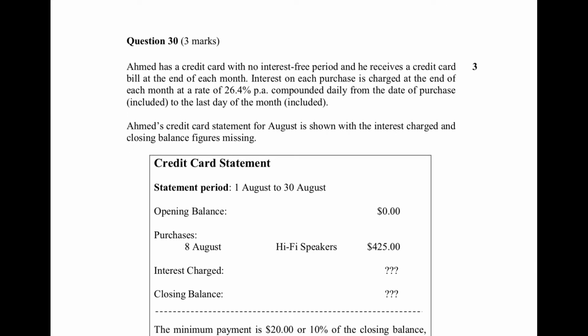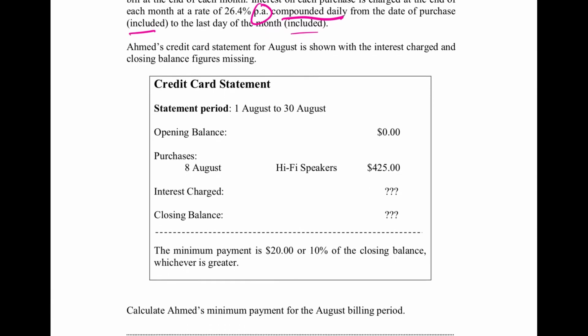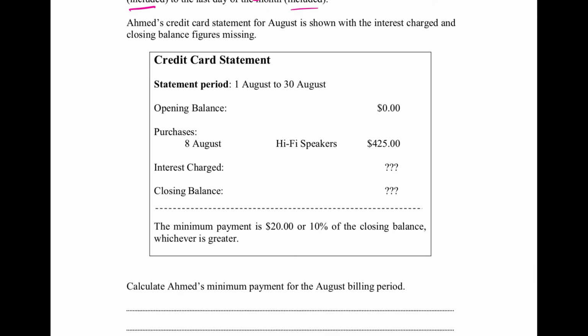Right, question 30. Ahmed has a credit card with no interest-free period, and he receives a credit card bill at the end of each month. Interest on each purchase is charged at the end of each month at a rate of 26.4% per annum, but compounded daily. From the date of purchase, which is included, and the last day of the month, that's also included. Okay, so on the day that you actually buy something, that price is included. Ahmed's credit card statement for August is shown with the interest charge and closing balance figures missing. Okay, so I've got the statement period is between the 1st to the 30th of August. His opening balance is $0, which means he has nothing owing to begin with.